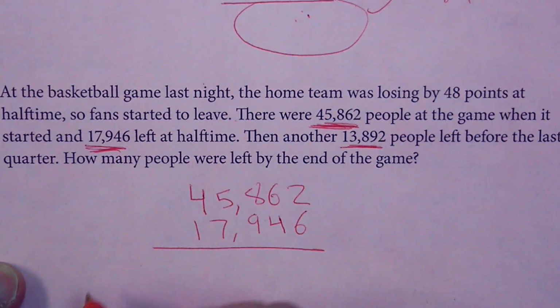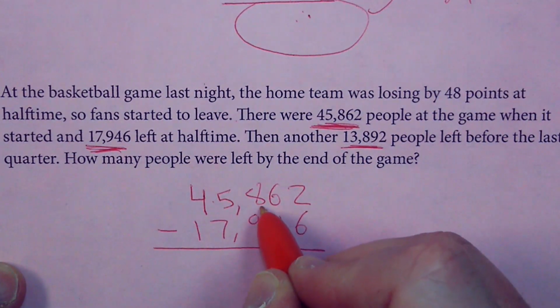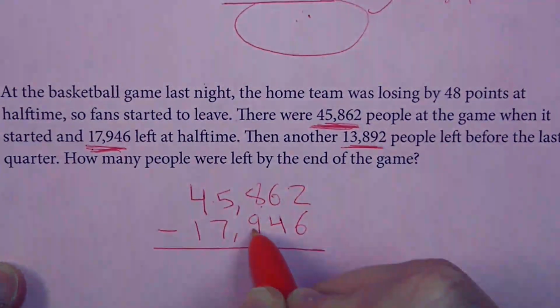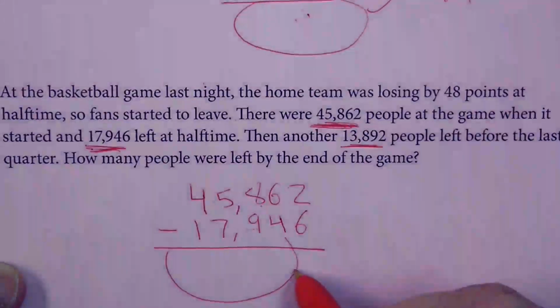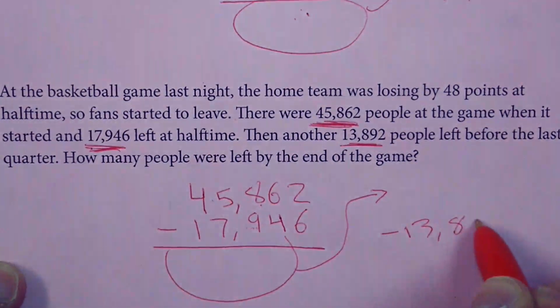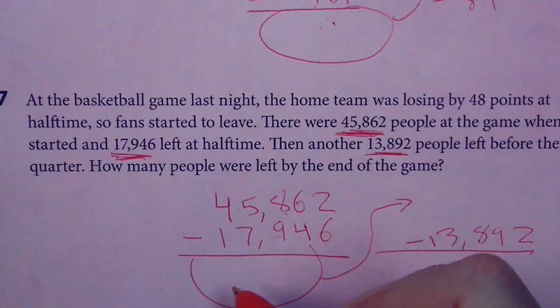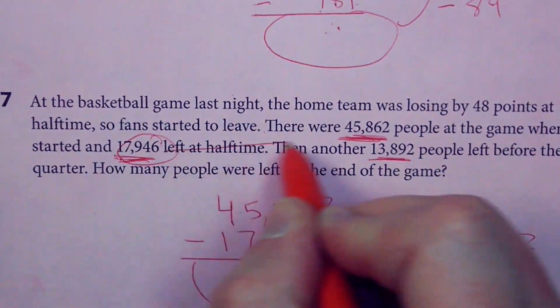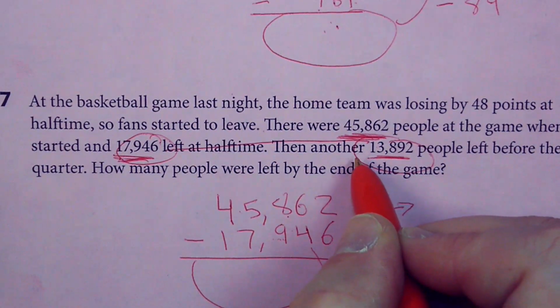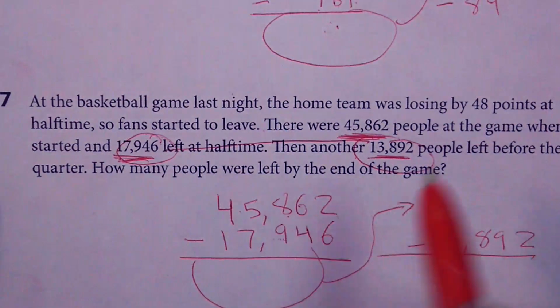Now, I will say, you could do this a couple ways. 45,862 minus 17,946. Whatever this answer is, rewrite it, and then subtract 13,892. If you want to throw in a little addition, what you could do is combine these two numbers and then subtract it from there. That is a possibility. If you feel like you're a little bit more successful with addition problems, then you only have to subtract once. But that's going to be left up to you.